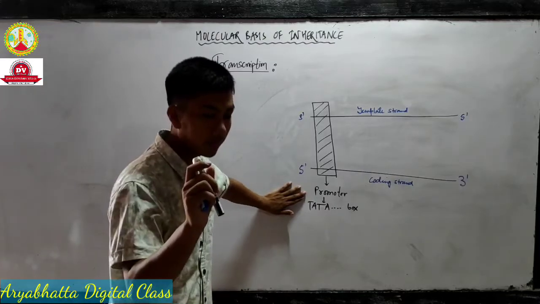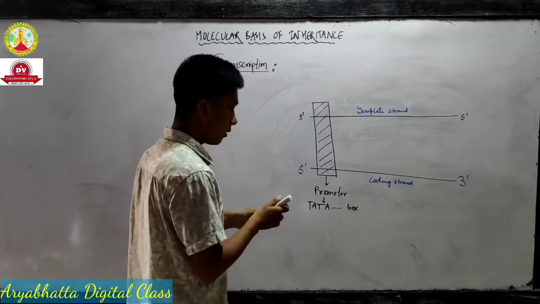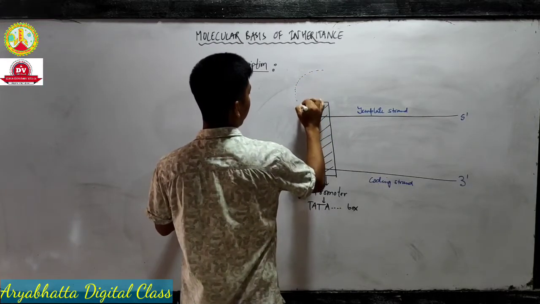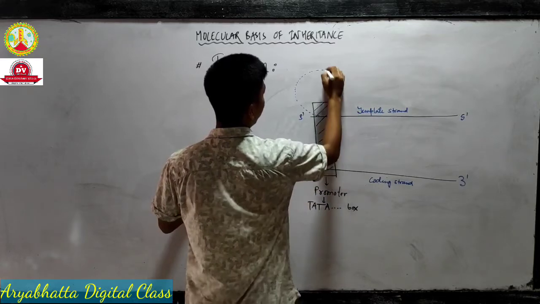I hope you understood. So in the promoter, the RNA polymerase enzyme is going to come and bind. Suppose this is the RNA polymerase enzyme.